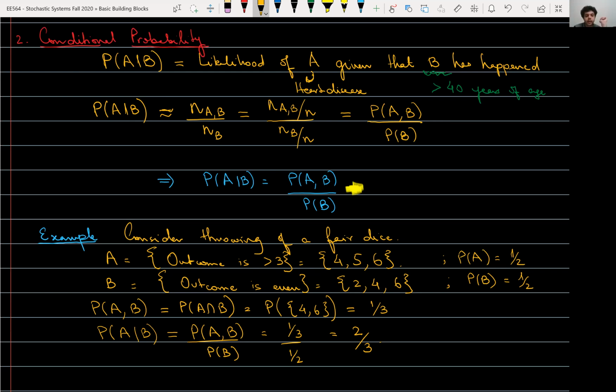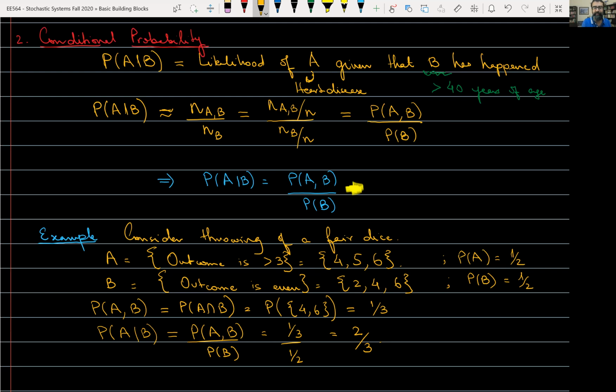You could look at, we know that B already occurred now. So B is our sample size. It's the new sample size. Just look which number is greater than 3. The 2, 4, and 6 are greater. So 2 by 3. Good. Right? So B has already occurred. So that means your sample space has reduced from 1, 2, 3, 4, 5, 6 to 2, 4, and 6.